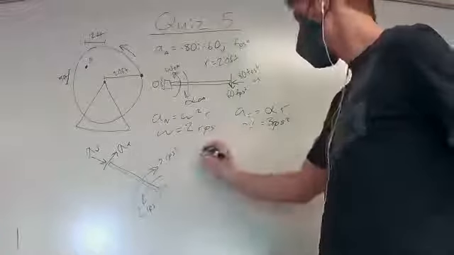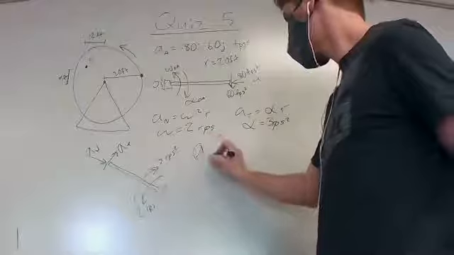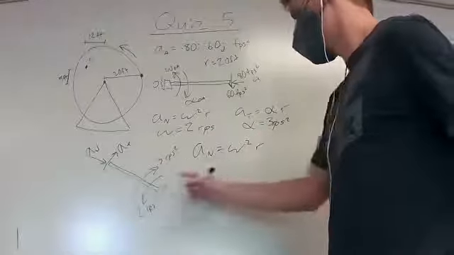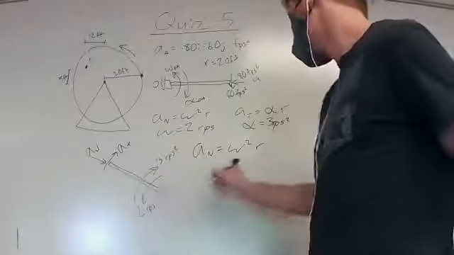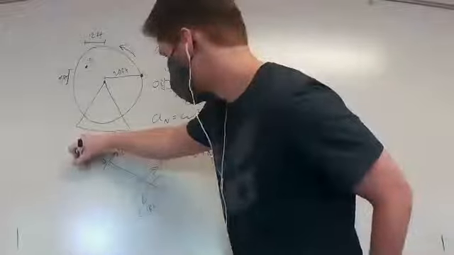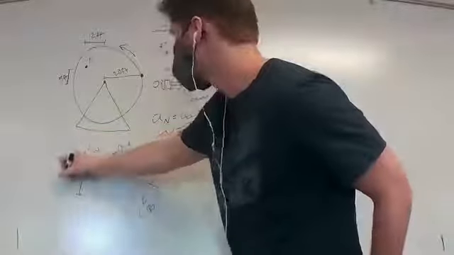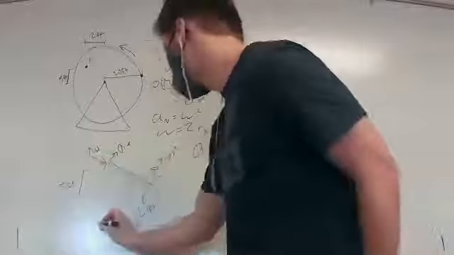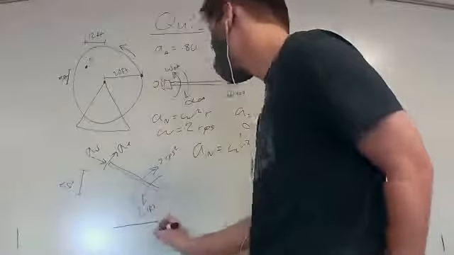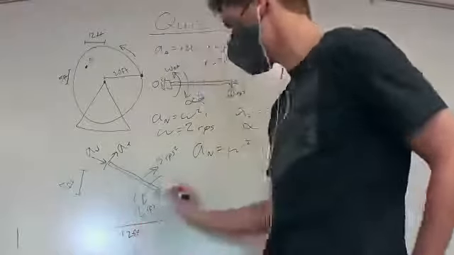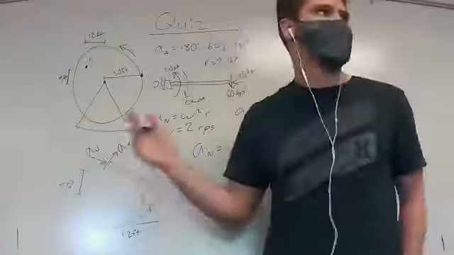So coming back to our AN and AT equations, we can just write AN is equal to omega squared R. We have omega, we have R, which we know because we can say 5 feet and 12 feet. So we can solve for this radius by doing Pythagorean theorem.